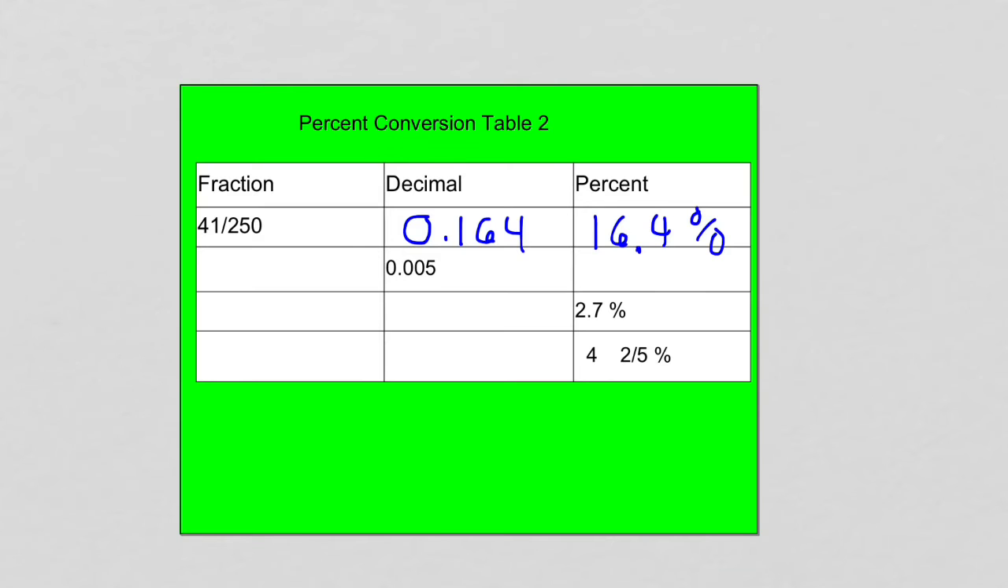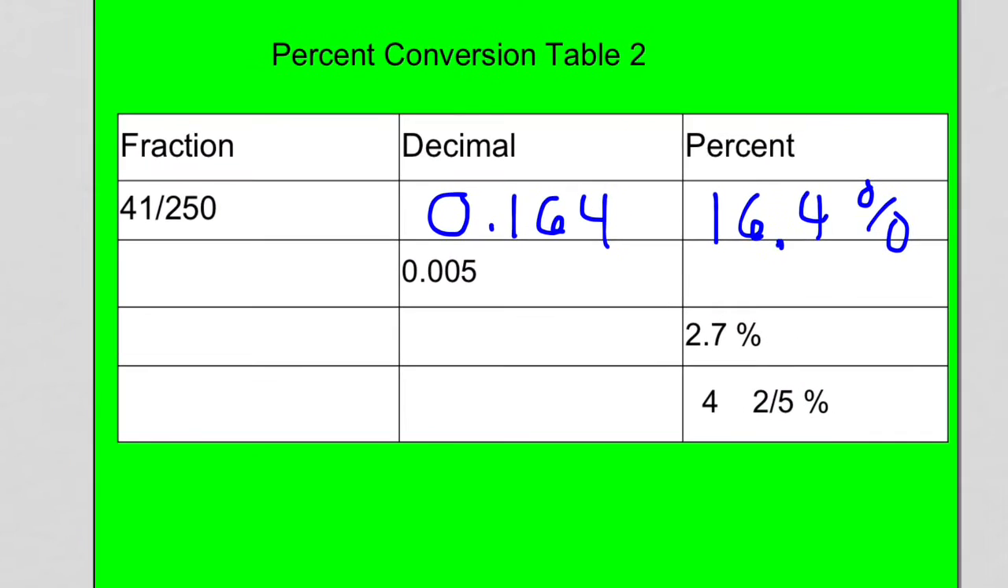So the fraction in this one is 1 over 200, and the percent is 0.5%. Okay, the next one.